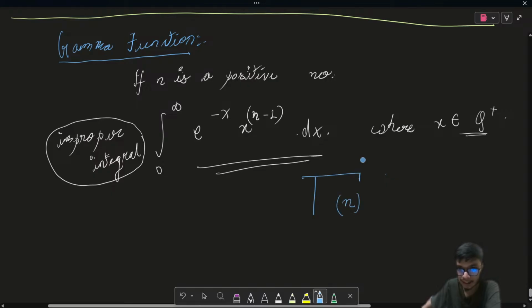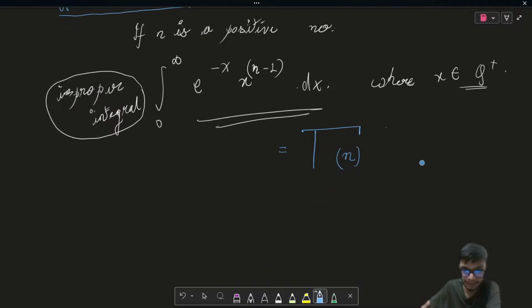This is the letter gamma. Gamma of n is given by this particular integral. So whenever I ask you how to integrate the gamma function, there are certain properties related to it. Let's quickly see what the gamma function is and how we integrate it.